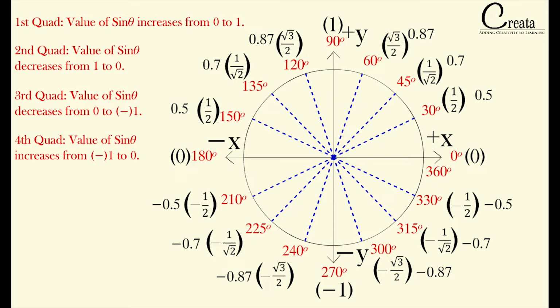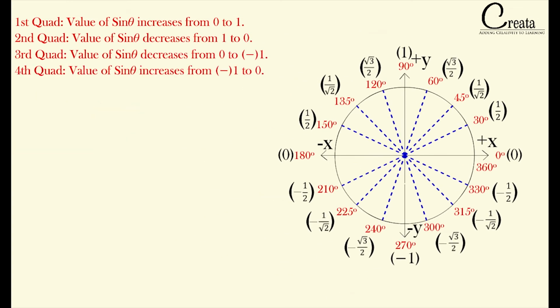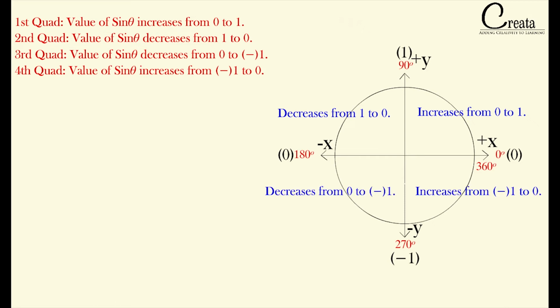For simplicity, let's delete all the middle angles. We will be left with only the major angles on the axis system, that are 0, 90, 180, 270 and 360 degrees. Through this, you can easily memorize that sine 0 is 0, sine 90 is 1, sine 180 degrees is 0, sine 270 is minus 1 and sine 360 degrees is again 0, which shows that sine increases in the first quadrant from 0 to 1, then decreases in the second quadrant from 1 to 0, and then again decreases from 0 to minus 1 in the third quadrant, and then increases in the fourth quadrant from minus 1 to 0.